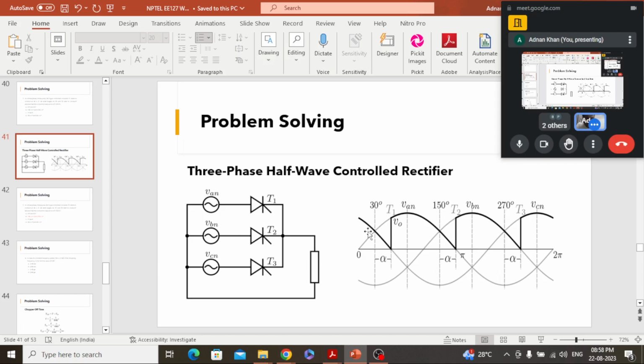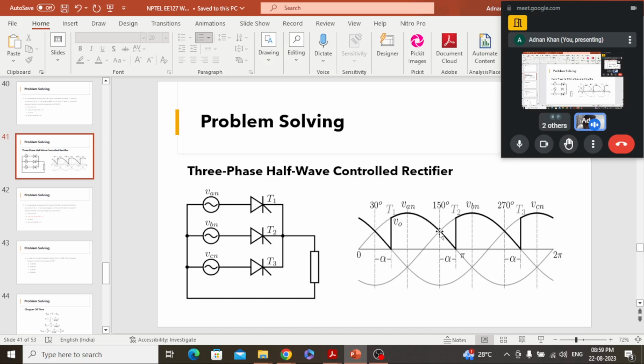So at 30 degree T1 would start conducting, at 150 degree T2 would start conducting, and at 270 degree T3 would start conducting, had there been diodes, because among these devices in the common cathode configuration, the one which has the highest potential conducts. At this 30 degree point, A starts having the highest potential, so A will start conducting after 30 degree. You got it?